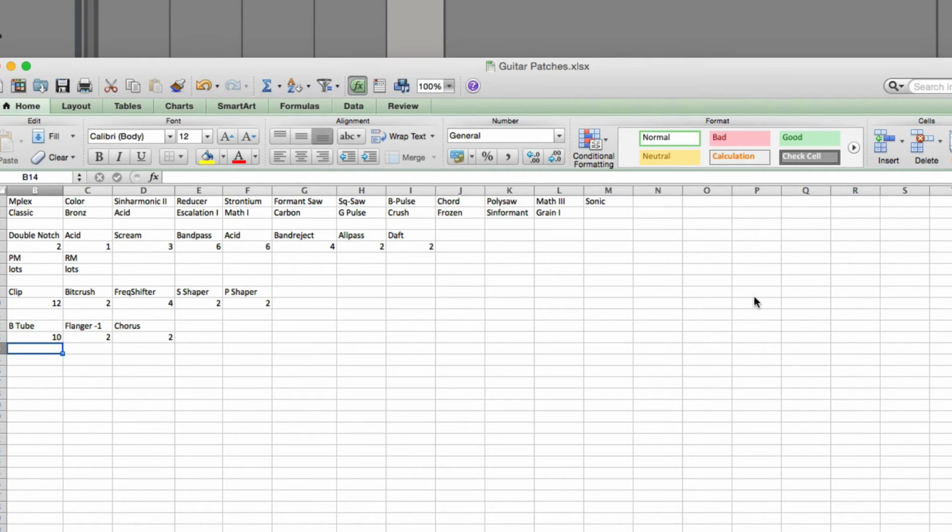Okay. So I also synthesized this down to the main information. I got rid of duplicates, I guess is a better way to say this. The only oscillators that were used in these patches were implex, color, sine harmonic 2, reducer, strontium, format saw, square saw, bass pulse, I think, chord, polysaw, math 3, sonic, classic, bronze, acid, escalation 1, math 1, carbon, guitar pulse, crush, frozen, sine format, and grain 1.